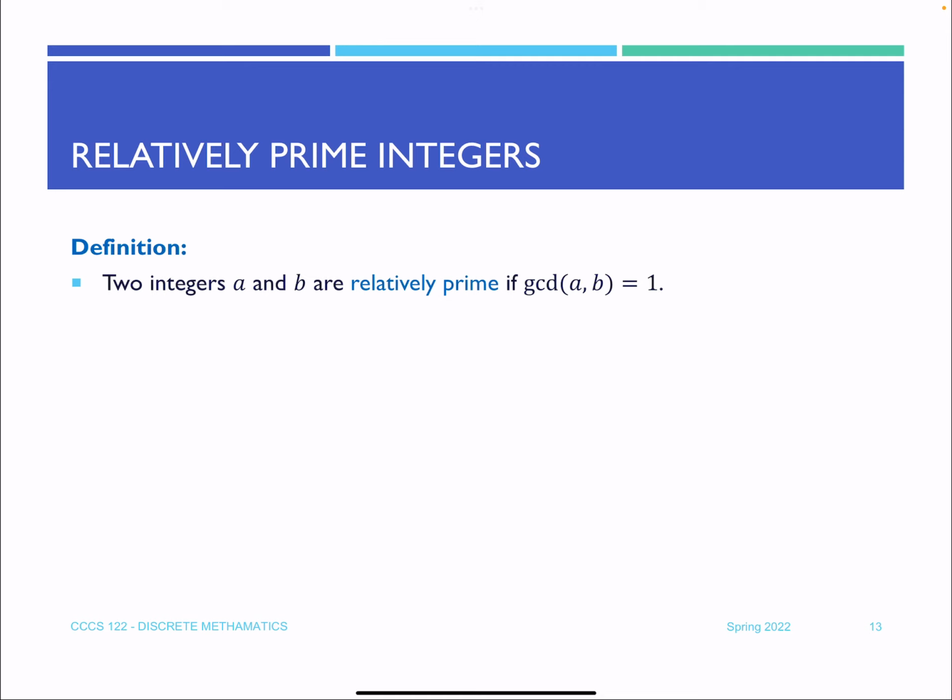Now, there's also something called relatively prime integers. What is that? Two integers A and B are called relatively prime if their GCD is 1. That does not mean that A and B are necessarily both prime numbers. That's not a condition.